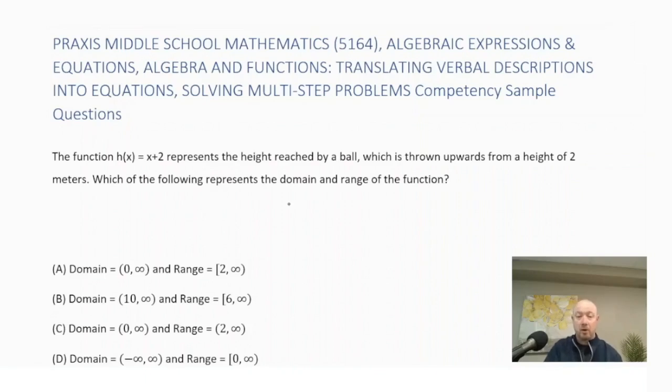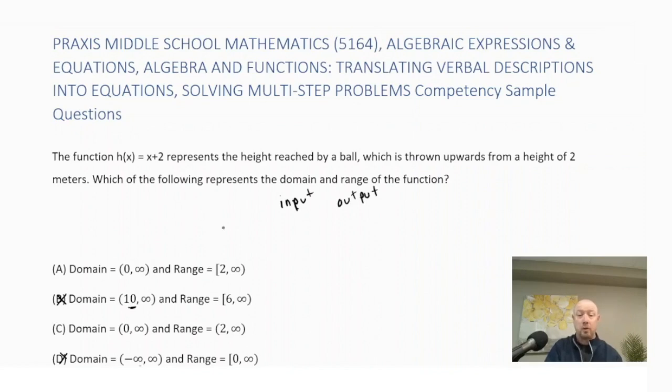So what we want to think about with domain is the input and range is the output. So when we're dealing with a type of physics problem here where we're finding the height reached by a ball, when we talk about the domain, we're talking about usually a unit of time. So we cannot have a negative value for time. So we're going to eliminate choice D as part of the domain because that has negative values in its domain. Okay, we're also going to eliminate choice B because choice B starts at 10. So that might be starting at, let's say, 10 seconds. And we always want to start at 0. So in this case here, the domain is from 0 to infinity.